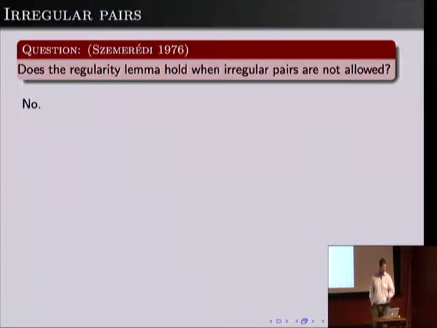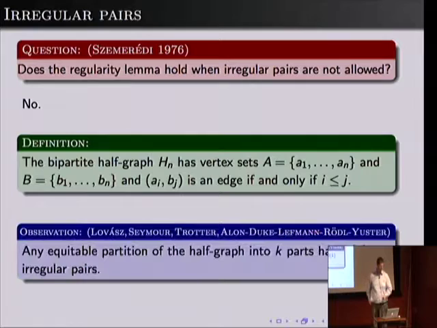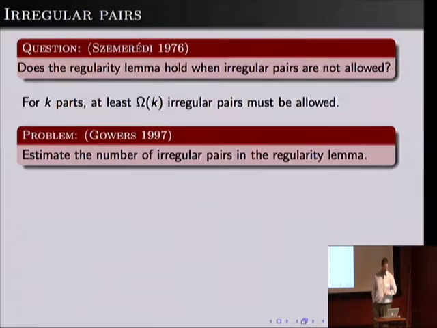Unfortunately, the answer is no. And it was discovered by many people that there's a simple graph that gives a counterexample to this. It's the half graph. It's a bipartite graph with two parts, each with n vertices. And vertex i from the first part is adjacent to vertex j in the second part if and only if i is at most j. It's a pretty simple graph. And it's an exercise that any equitable partition of the half graph into k parts will have a linear in k number of irregular pairs. This was discovered by many people, some of them here. Now, there's at least a linear number of pairs which are irregular.